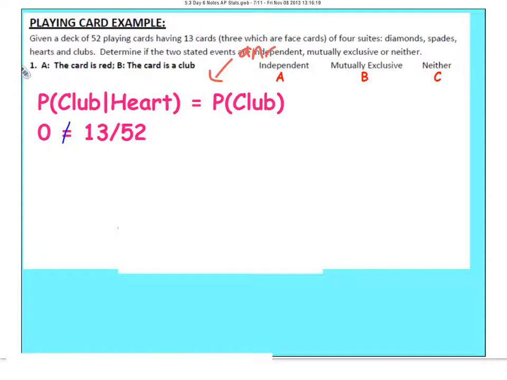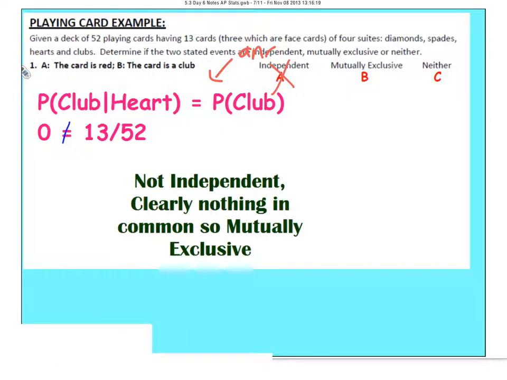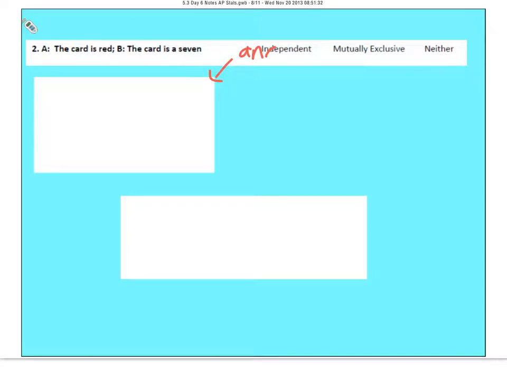If I'm a club, can I also be a heart? Those two can never happen at the same time. So because they can never happen at the same time, this clearly is a mutually exclusive event. Scenario 2. A card is red is event A, and the card is a 7 is event B.